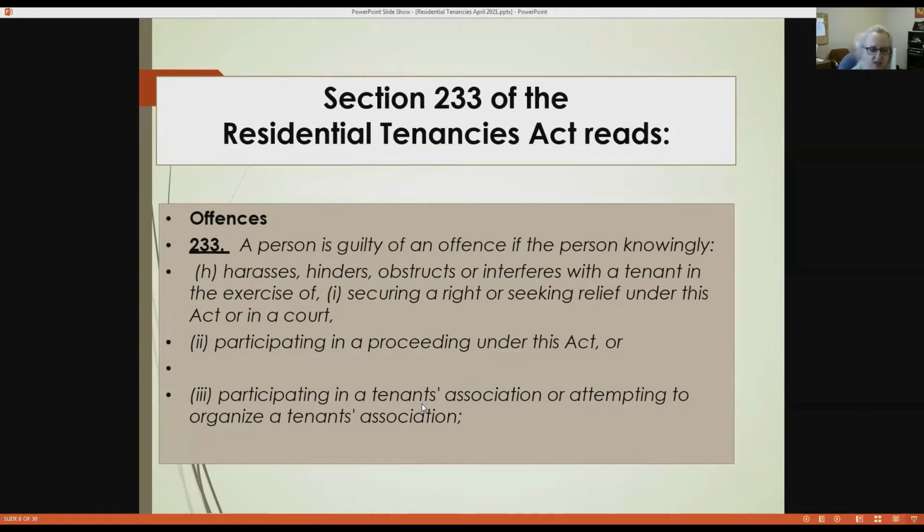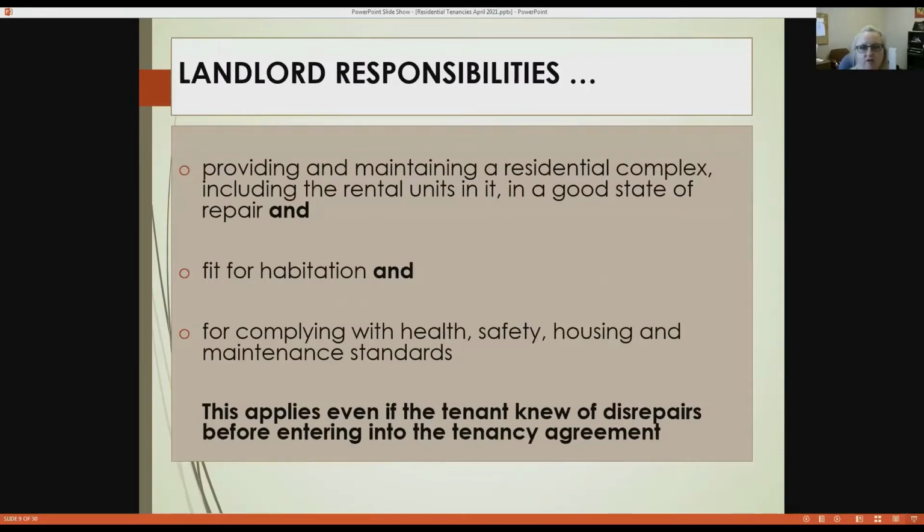The offenses under the Act are very clear: harassment, preventing a tenant from accessing their rights under the Act, or preventing tenants from organizing. Those are all prohibited. So a few things to go over are the landlord responsibilities, which always sort of counter what the tenant's rights are. So it fits together. The unit has to be fit for habitation, in a good state of repair, and the landlord has to ensure they're compliant with health and maintenance standards.